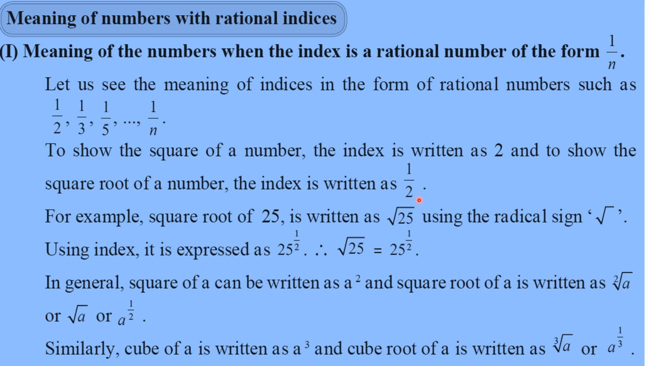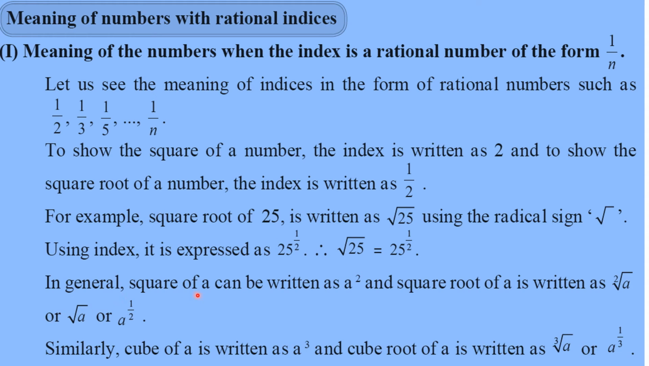If we want to show the square of a number, we write 2 above it, and if we want to show the square root, we show it in this way. Just we will see one example. Square root of 25 is written as this type, and this is the radical sign. Using this index, it is expressed as 25 raised to power 1 upon 2. So, this type we have to write.